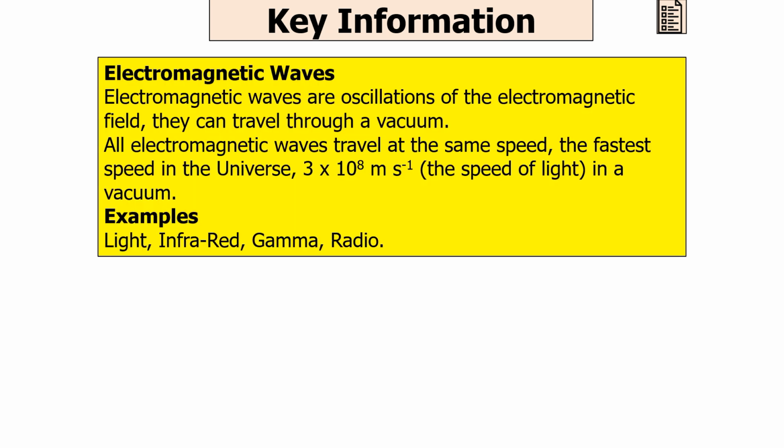So electromagnetic waves are oscillations of the electromagnetic field. They can travel through a vacuum. All electromagnetic waves travel at the same speed, the fastest speed in the universe, 3 times 10 to the 8 meters per second, commonly called the speed of light in a vacuum. Examples of electromagnetic waves include light, infrared, gamma and radio.